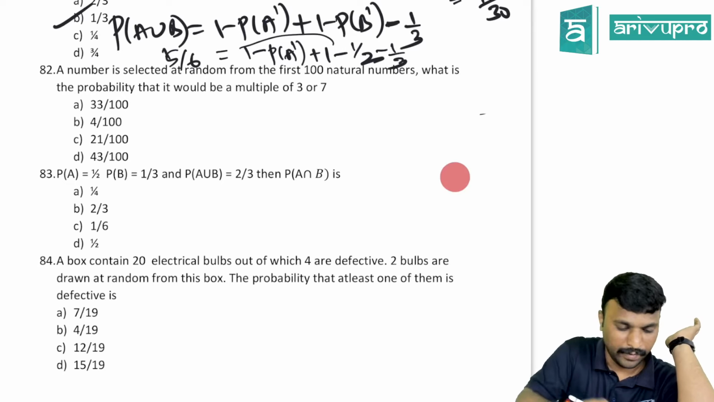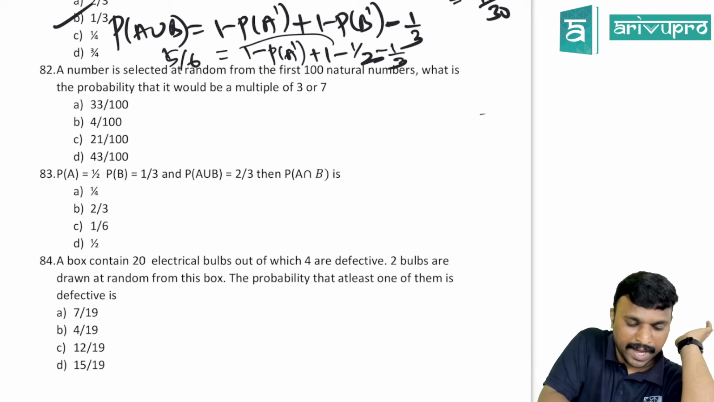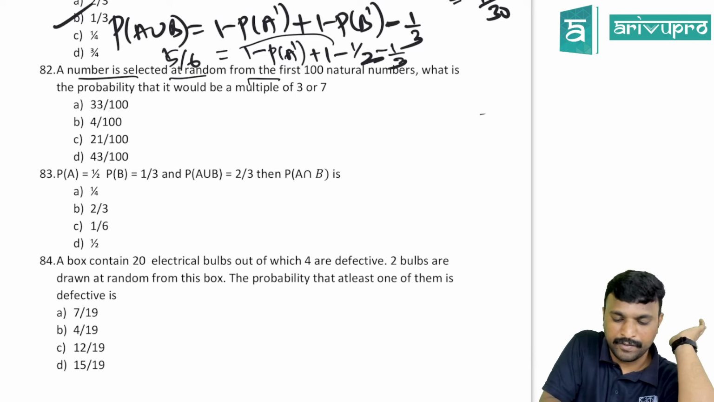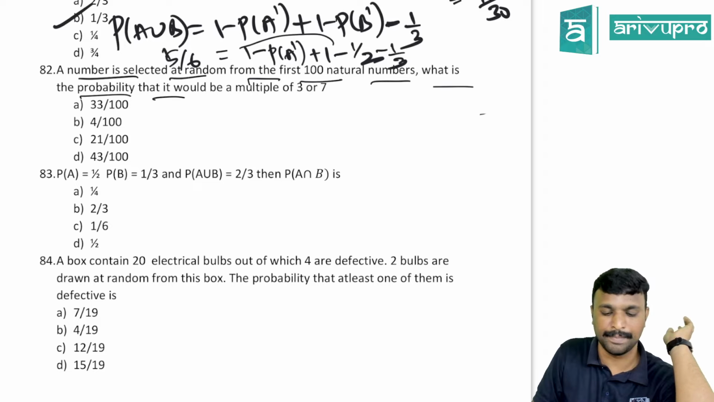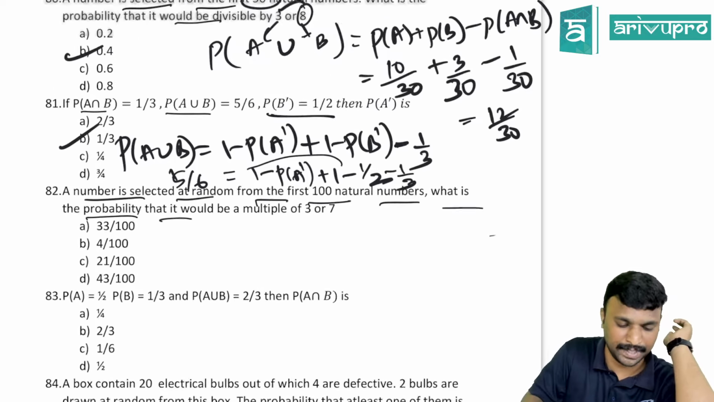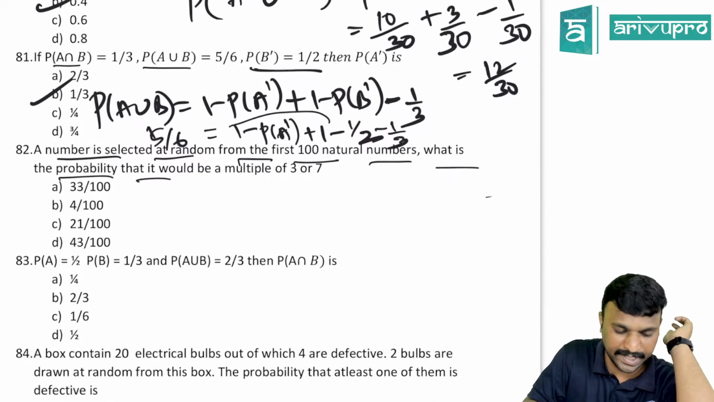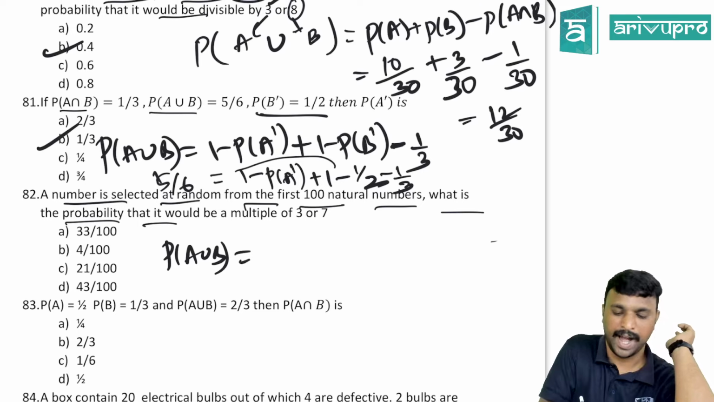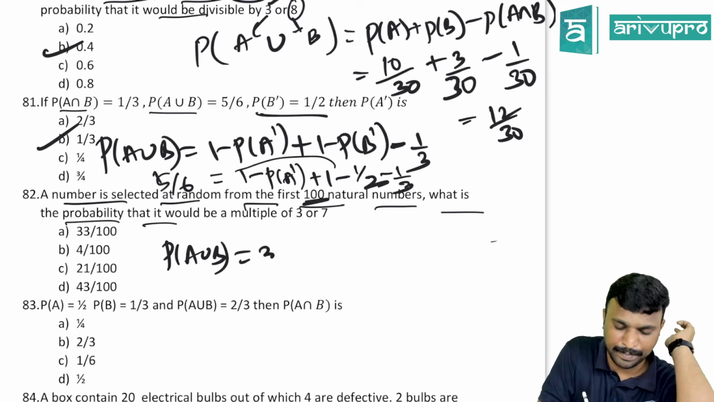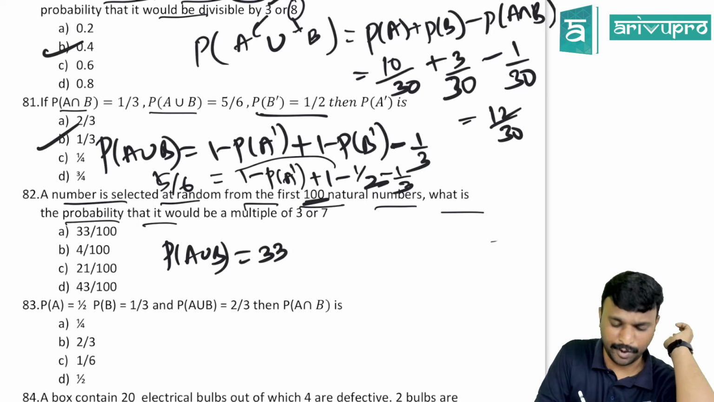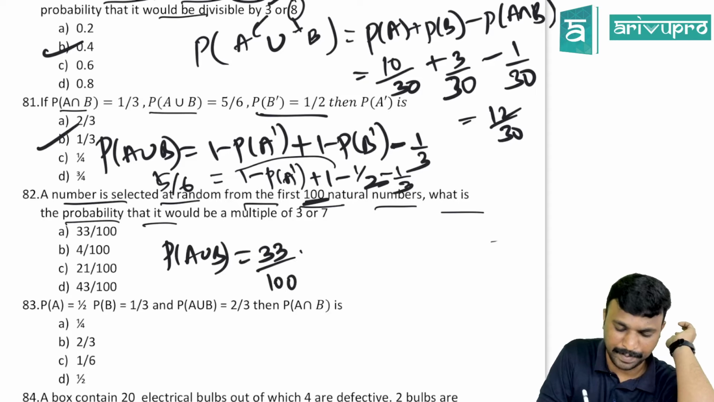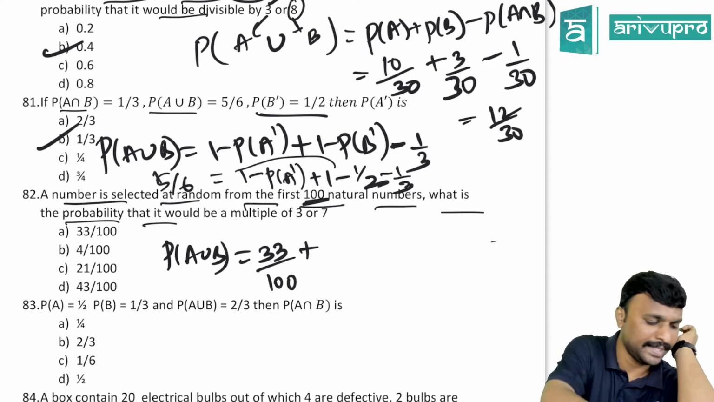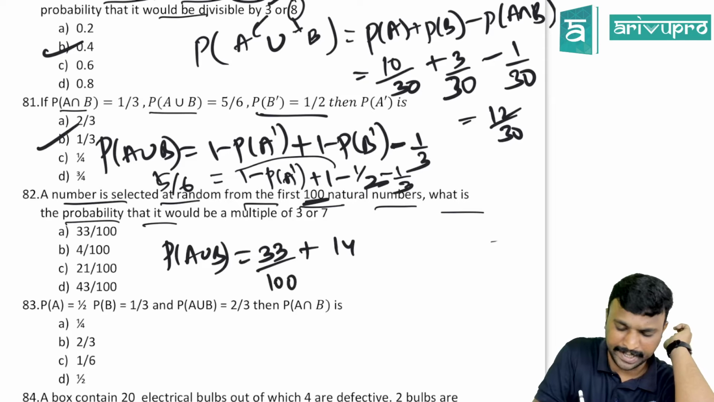Question number 82. A number is selected at random from the first 100 natural numbers. What is the probability that it would be a multiple of 3 or 7? Once again, it's similar to the previous question, right? So P of A union B is what you need to find. 100 divided by 3 is 33.33. Therefore, only 33 you have to consider. 33 out of 100 is P of A. P of B, 100 by 7. 100 divided by 7 is 14.28. You should take only the integral part.